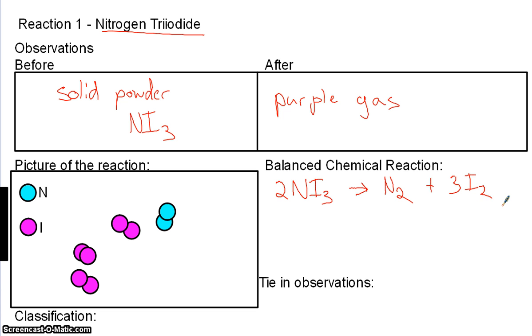To be a little bit more specific, NI3 was a solid to start with. The N2 and the I2 were gases. To tie in our observations with this, the purple gas, the solid powder. The classification of reaction, again, one thing falling apart, this is a decomposition.